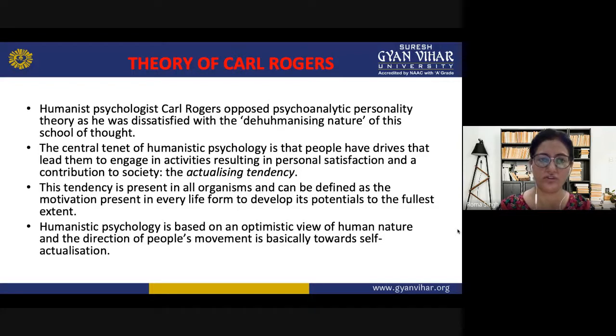Now, after completing the theory as given by Maslow, let us move on to the theory as given by Carl Rogers. So, humanistic psychologist Carl Rogers opposed psychoanalytic personality theory as he was dissatisfied with the dehumanizing nature of the school of thought. The central tenet of humanistic psychology is that people have drives that lead them to engage in activities resulting in personal satisfaction and a contribution to society.